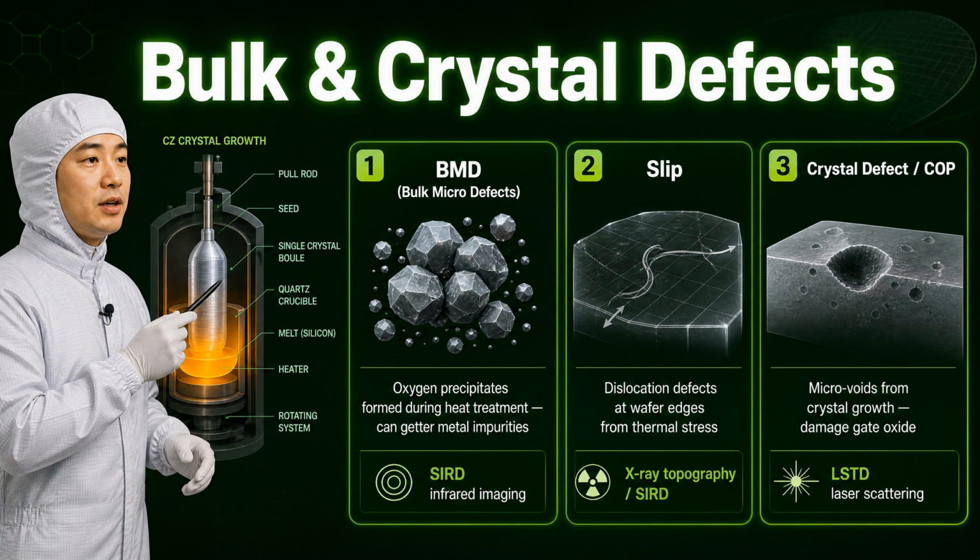BMD, or bulk microdefects, oxygen clusters formed during heat treatment. They can act as gettering sites to trap metal impurities away from active device regions. Slip, dislocation defects that form during high-temperature processing, typically at wafer edges, causing leakage current.